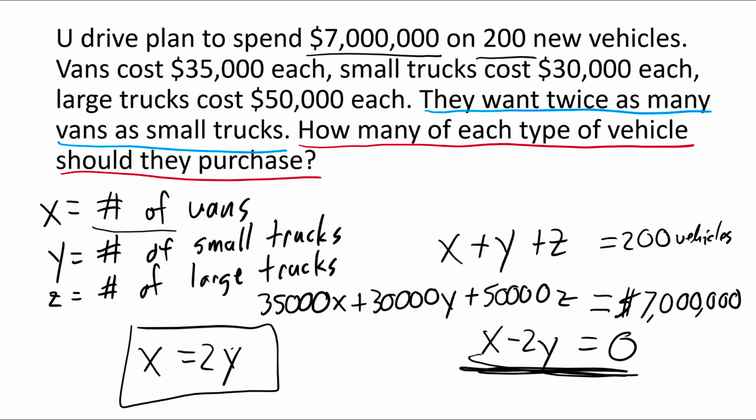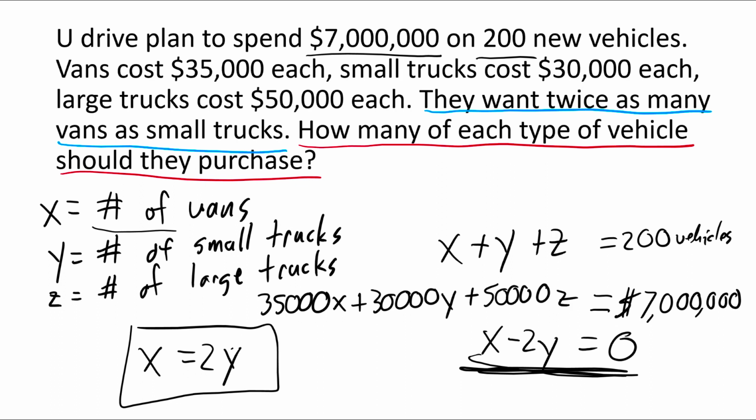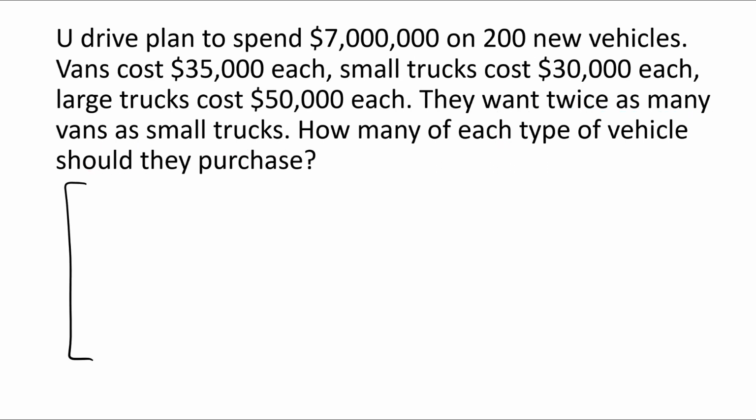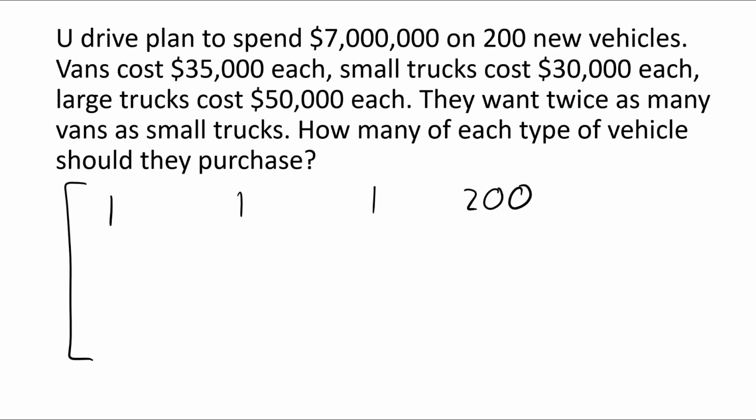All right. So now what we want to do is put this into a matrix. Our system of equations, x plus y plus z equals 200. So that's going to be 1, 1, 1, 200. Our second equation, 35,000x plus 30,000y plus 50,000z equals 7 million. So that's 35,000, 30,000, 50,000, and 7 million.